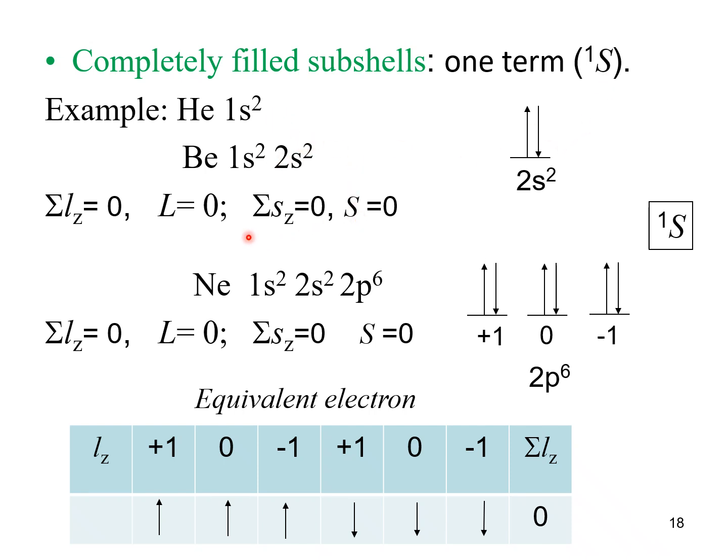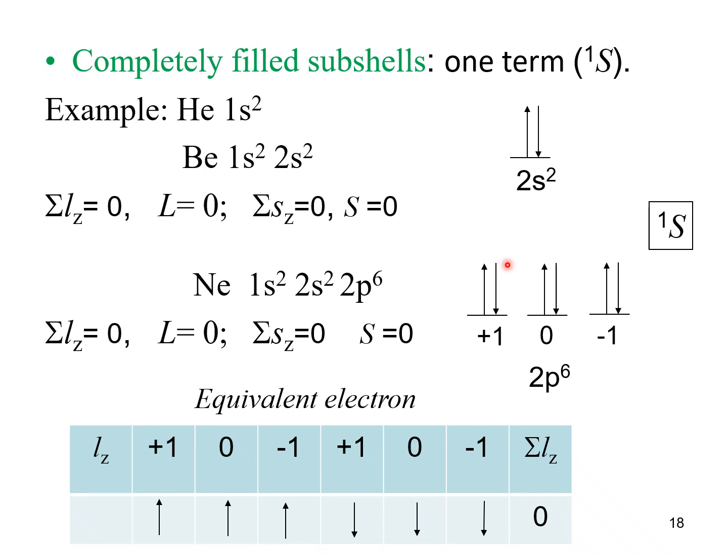And the same for neon. Neon has 6 electrons in the closed shell. So this is the configuration. They have 6 electrons which fully fill the p orbital. Therefore, the total Lz equals 0. Electron 1 has Lz equals plus 1.